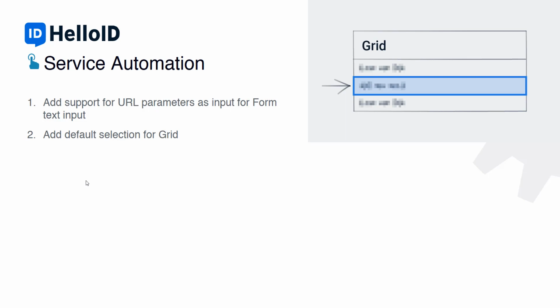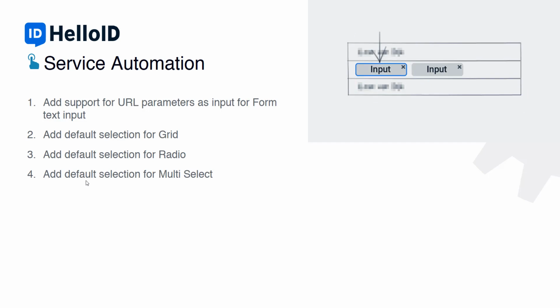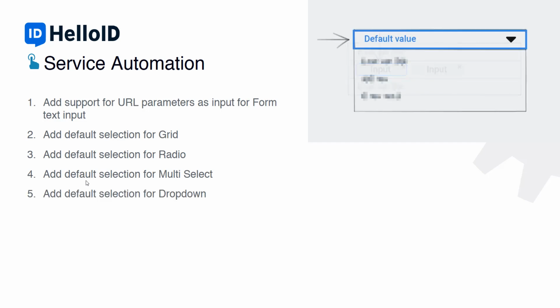We also have added a couple of defaults now for the grids. We also do for the radio button for the multi-select. And so you can pre-select already a user that is retrieved, for example, from the network. And we did it also for the drop-down box.